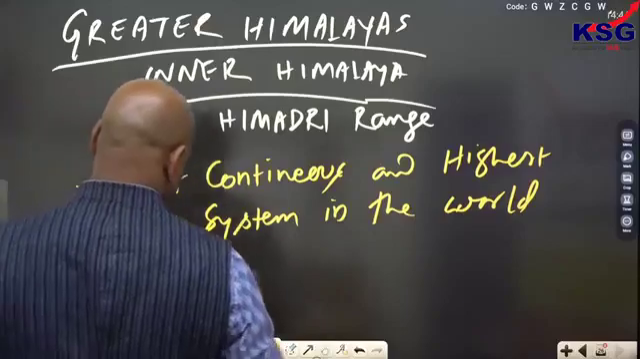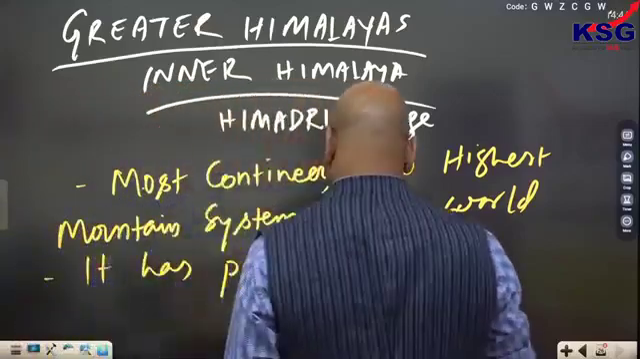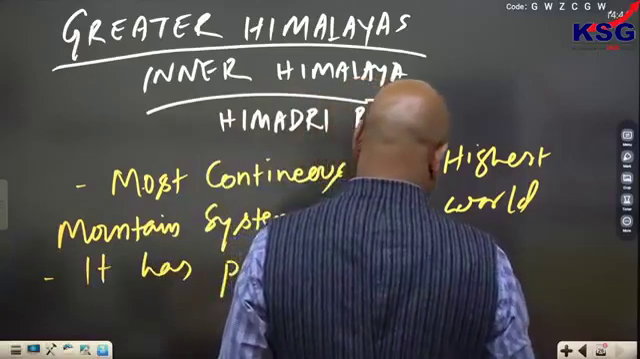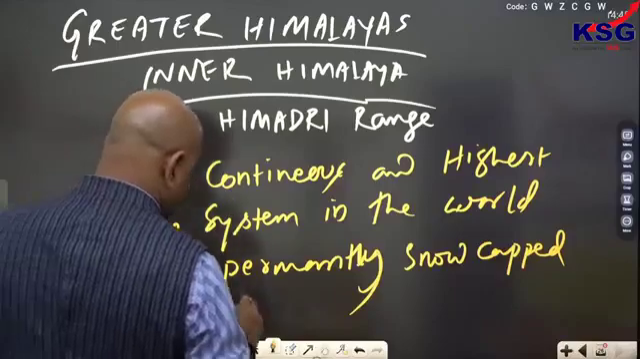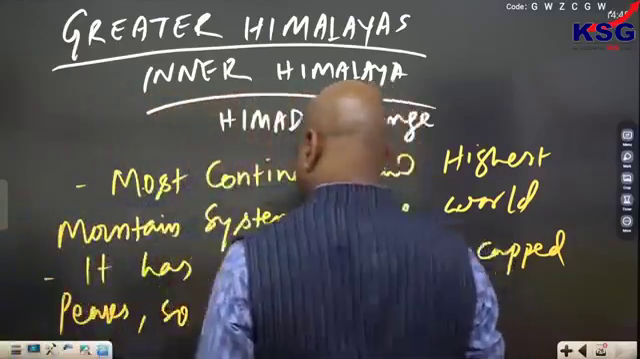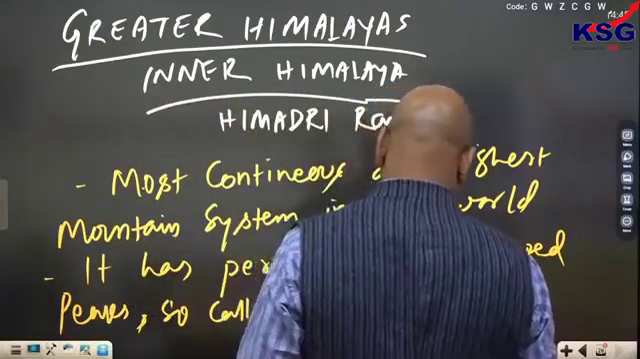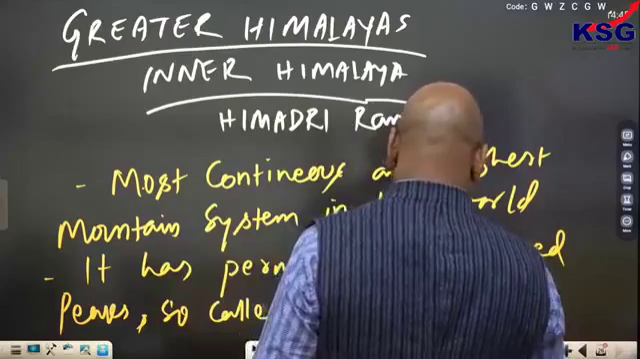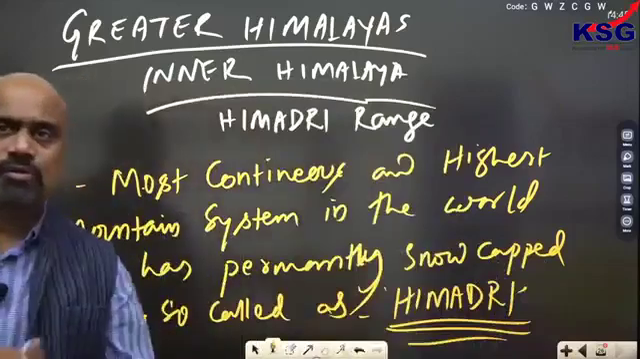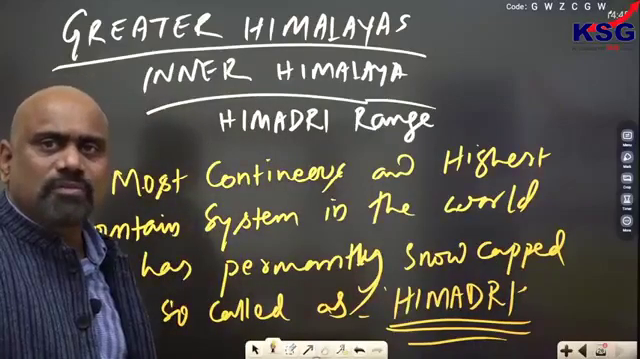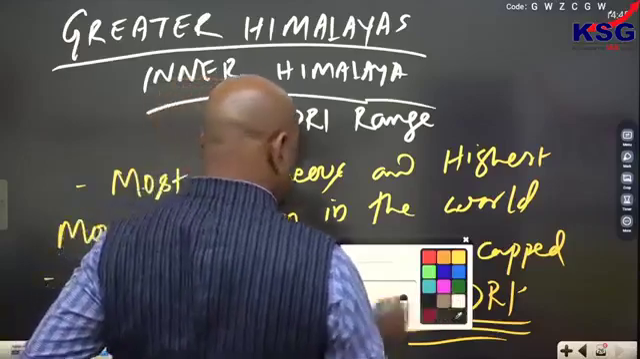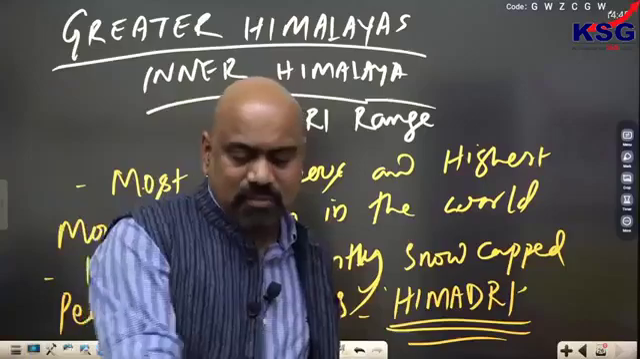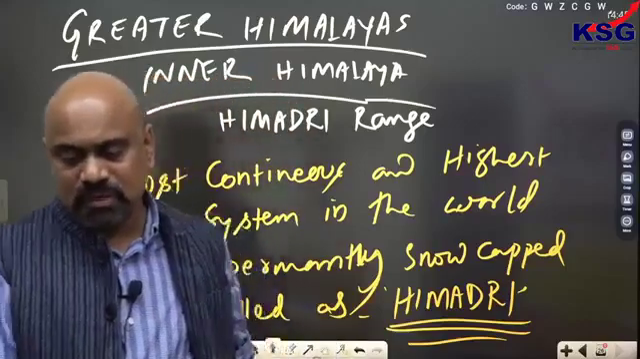It has permanently snow-capped peaks, so it is called Himadri. Hima means snow, adri means cover, permanently covered with snow. It is called Himadri because it is permanently covered with snow. Snow covered mountains, permanently snow covered mountain, so it is known as Himadri. Okay. Another point.